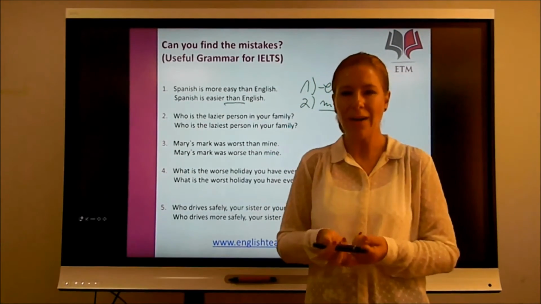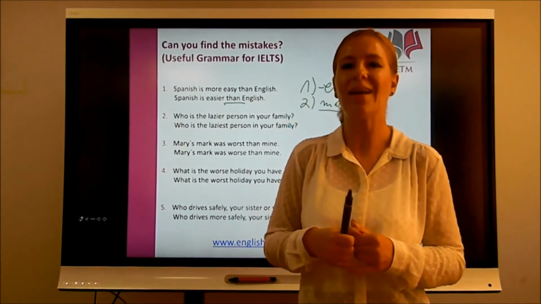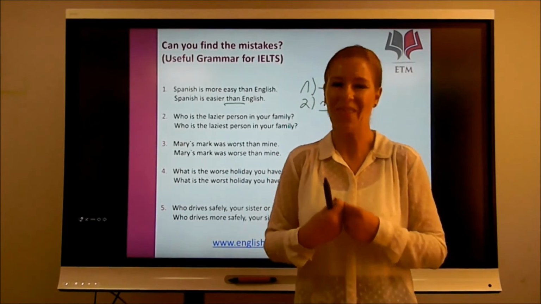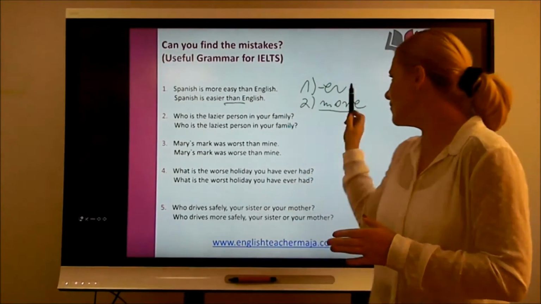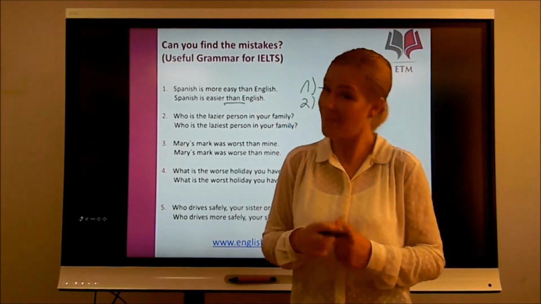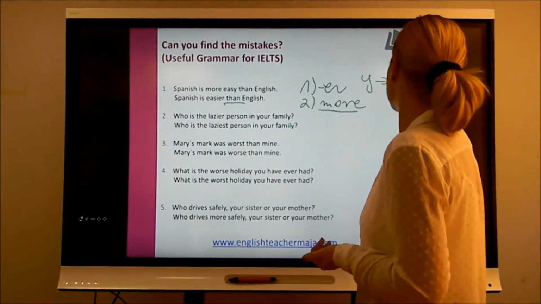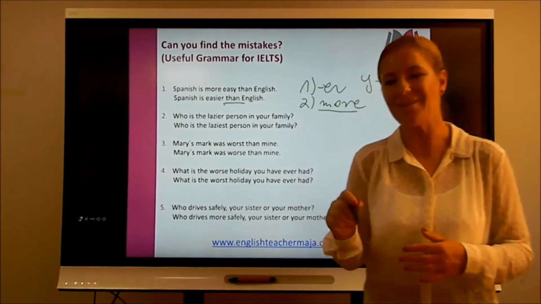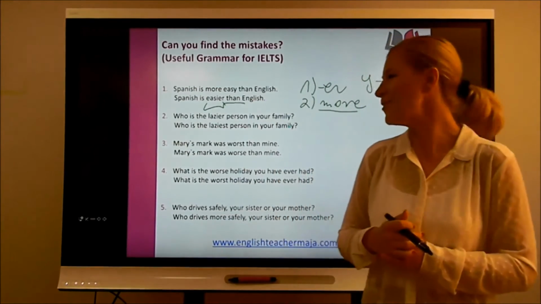We use more with long adjectives. For example, intelligent, interesting, and beautiful. Okay, so more intelligent than, more beautiful than. Okay, so with long adjectives. With short adjectives, we use this ending. Okay, so easy is a short adjective. But easy is a very special adjective. It ends in Y. If an adjective ends in Y, we need to change it into I. That's why easier is the correct answer.